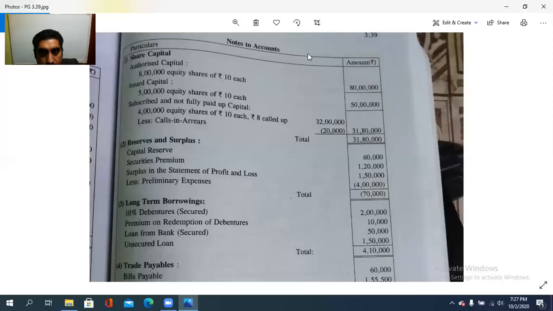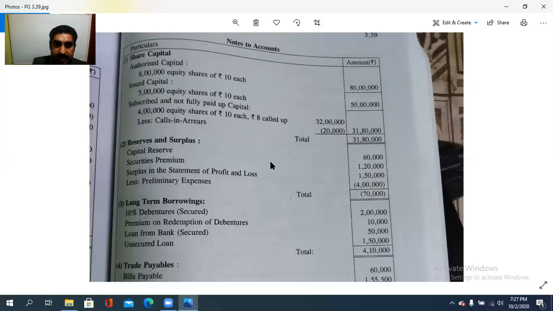Like the same, and listen here, like the same, 5 lakh is the total equity share. Out of authorized capital 8 lakh equity shares of rupees 10 each, then issued capital 5 lakh equity shares of rupees 10 each. And out of the 5 lakh only 4 lakh is subscribed. So 1 lakh is there. 1 lakh by 10 is how much?